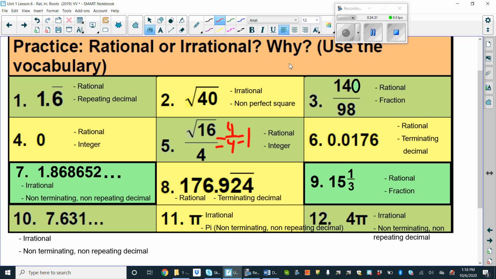8 is rational, it's a terminating decimal. 9 is 15 1/3, it's rational, it's a fraction. 10 is irrational because it's a non-terminating, non-repeating decimal. And 11 and 12 are both irrational because they have pi in them, so they are non-terminating, non-repeating decimals.